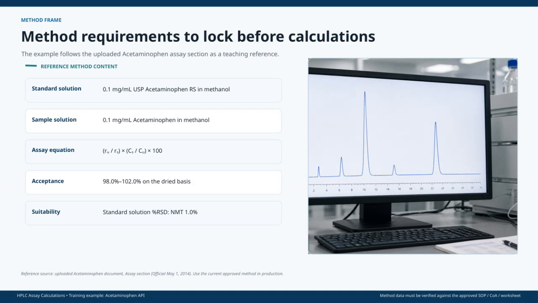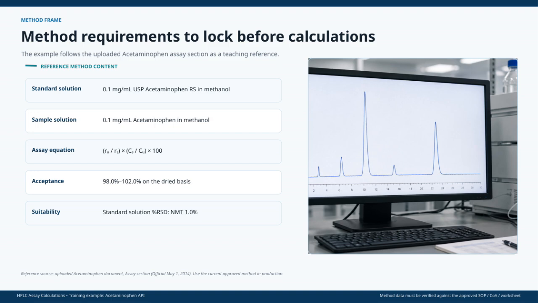Here, we're focusing on the HPLC assay calculations using acetaminophen as a training example. It's crucial that the method data we work with is verified against the approved standard operating procedure, the certificate of analysis, and any relevant worksheets to ensure accuracy. Before performing calculations, all method requirements must be locked in to maintain consistency.